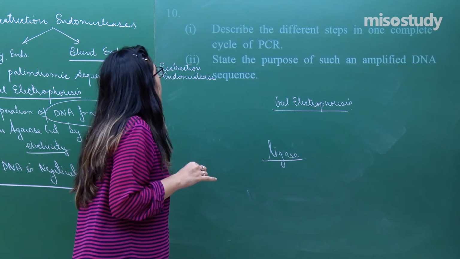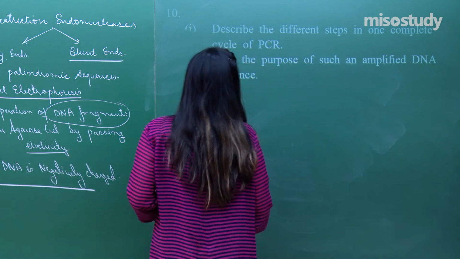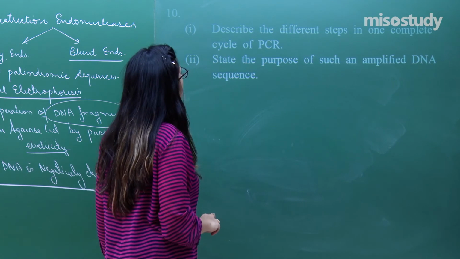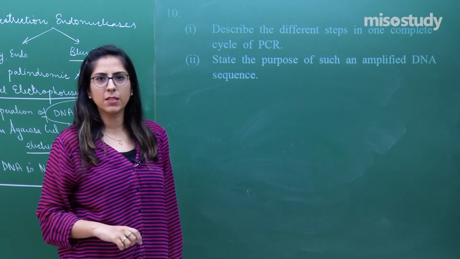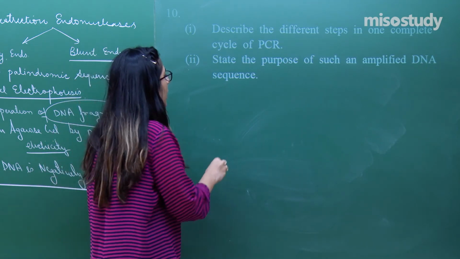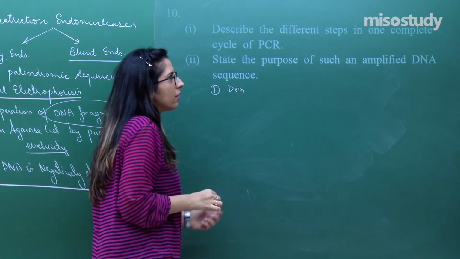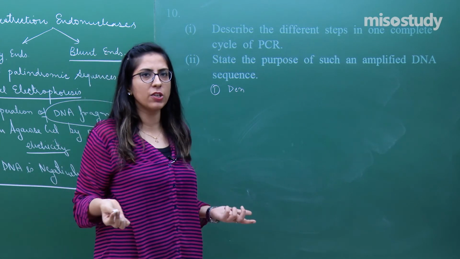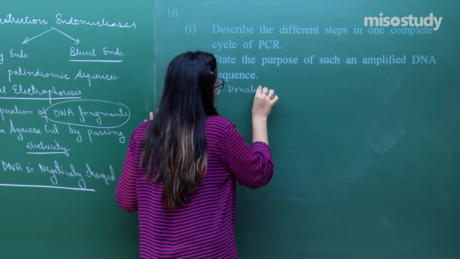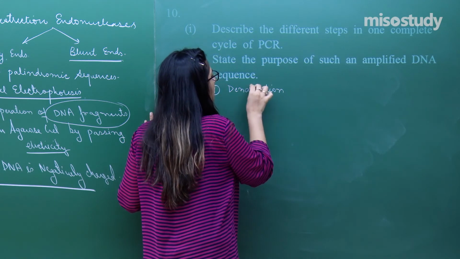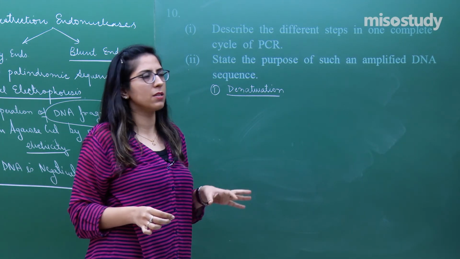Let's talk about the next question, the last question of today's class, that is related to a very important topic, PCR. Describe the different steps in one complete cycle of the PCR. PCR is what? Polymerase chain reaction. In this, the different steps are there. First of all, the DNA which has to be amplified. Mainly the PCR function is for amplification. In the case of the DNA, first you have to explain denaturation, where the two strands of the DNA are separated. They require a high temperature, around 95 degrees.